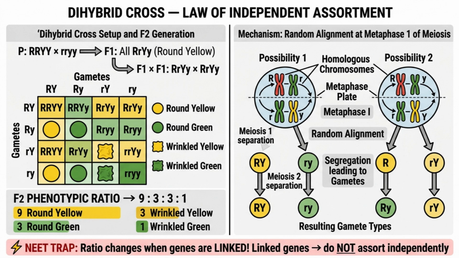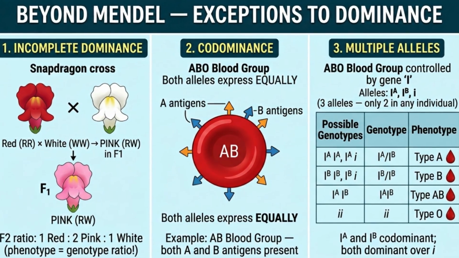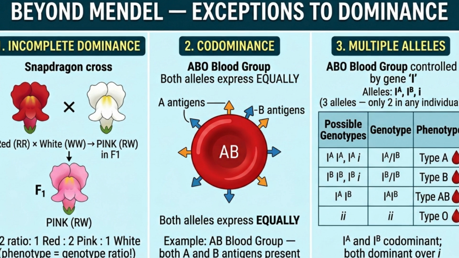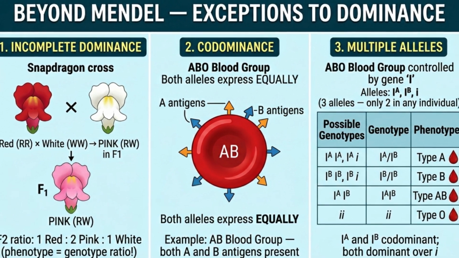This is Mendel's second law of independent assortment. Genes for different traits are inherited independently of each other. But, and this is your NEET trap, this only holds when genes are on different chromosomes. If genes are linked on the same chromosome, they do not assort independently. Ratio changes. Remember this. Mendel's laws are the foundation, but real genetics is more complex.